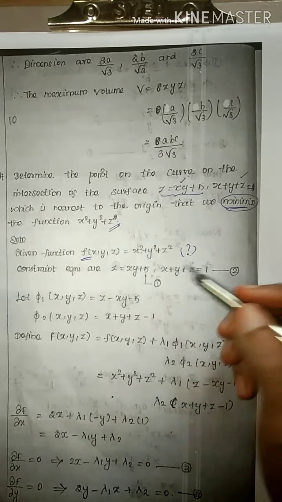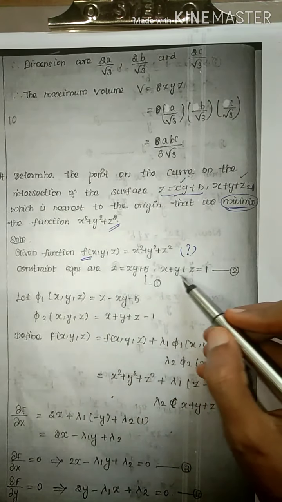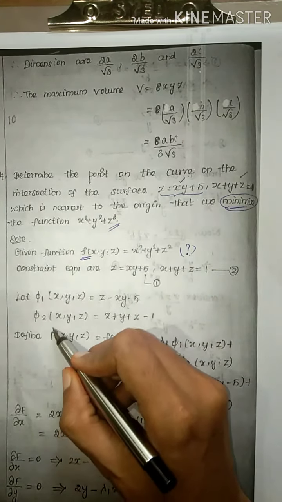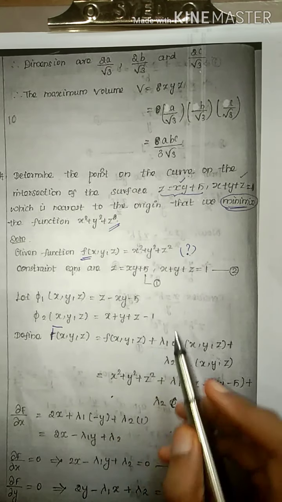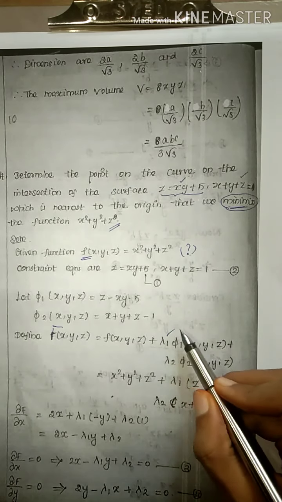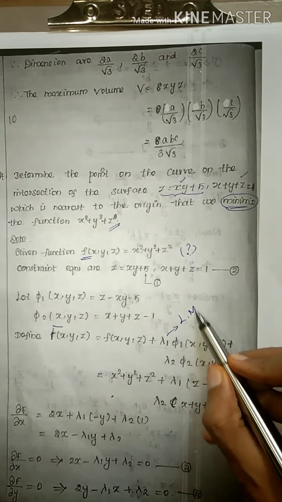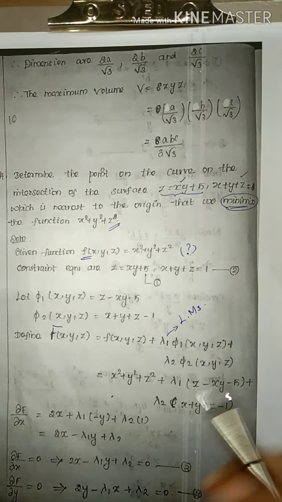Now two constraint equations are there, so you can assume these are phi 1 of x, y, z and phi 2 of x, y, z. So now you can define capital F is equal to f(x, y, z) plus lambda 1 phi 1 plus lambda 2 phi 2, where lambda 1 and lambda 2 are the Lagrangian multipliers. Now you can substitute f, phi 1 and phi 2.